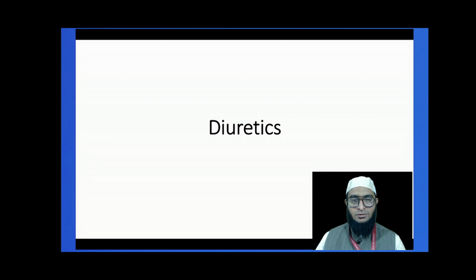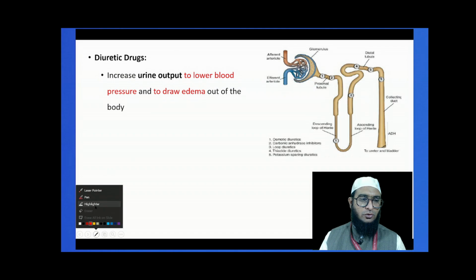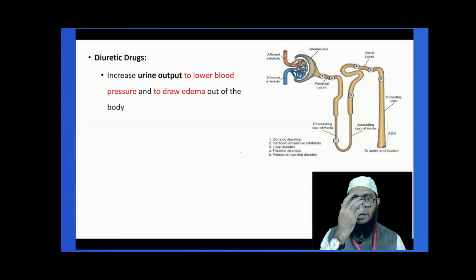Today we'll study the new chapter, diuretics. First, let's see the definition of diuretic drugs. Remember that diuretic drugs are required when urinary output is generally decreased. So to increase urinary output, to lower the blood pressure and to draw the edema out of the body, we generally use diuretic drugs.